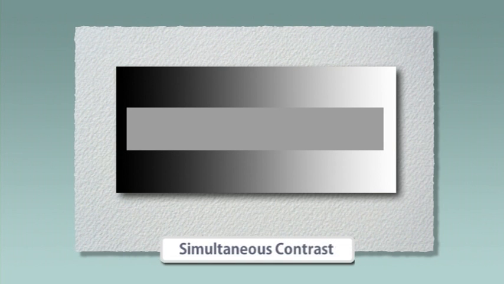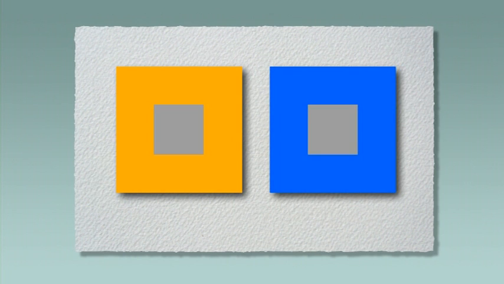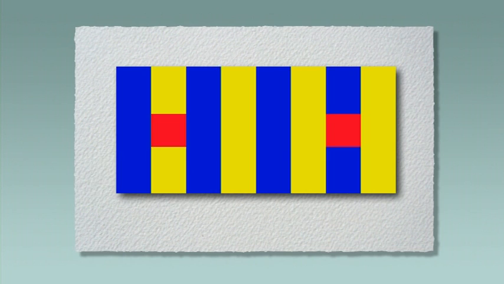Simultaneous contrast is the effect colours have on one another. In this example, a grey bar of uniform value looks darker on white than it does on black. Similarly, these two grey squares look different, but they do in fact have the same value. When the backgrounds are changed to orange and blue, the effect is quite different. Against orange, the grey looks bluish and recedes, while against the blue it looks warm and comes forward. Simultaneous contrast can be quite dramatic. Believe it or not, in this example, the reds are exactly the same colour.